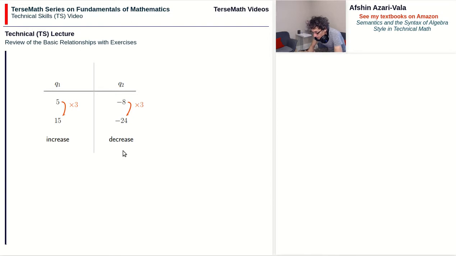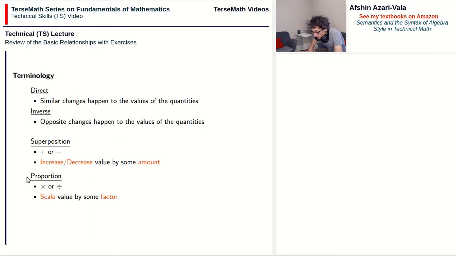But take a look at this scenario now. Q1 is 5, Q2 is negative 8. And if we multiply both of them by the same number, 3, 5 increases in value, but negative 8 decreases in value. And that explains why we do not use the words increase or decrease with proportion.